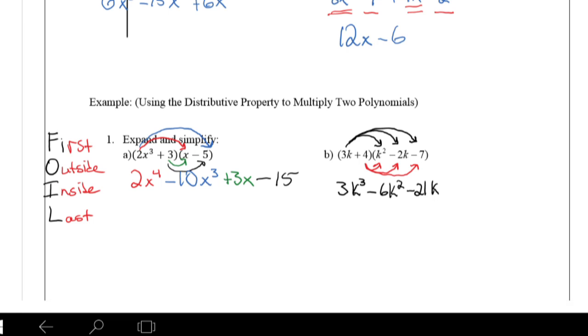All right, now I'm going to do the second. I'm going to do my 4 times everything in the second bracket. So 4 times k squared is going to give me positive 4k squared. 4 times negative 2 is going to give me negative 8k. And 4 times negative 7 is going to give me negative 28.